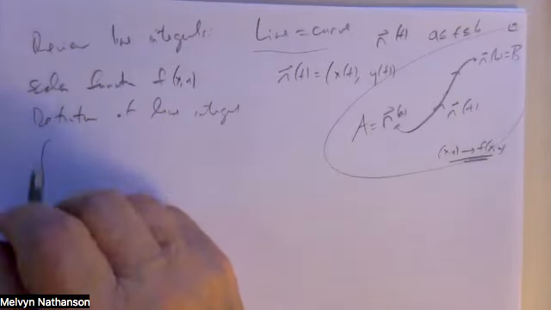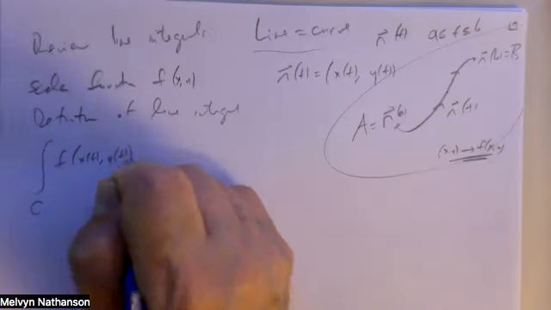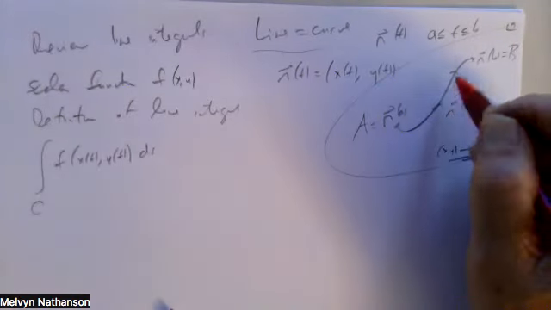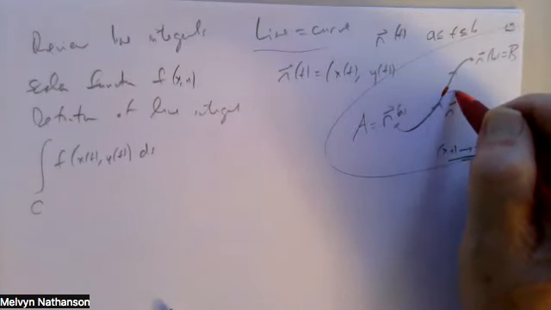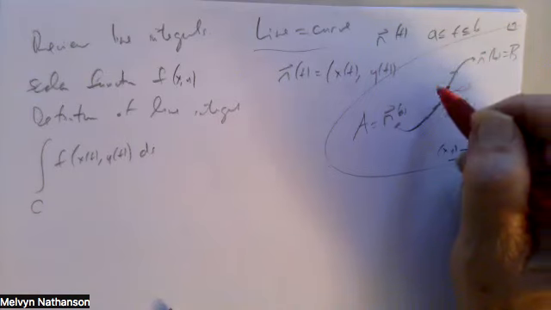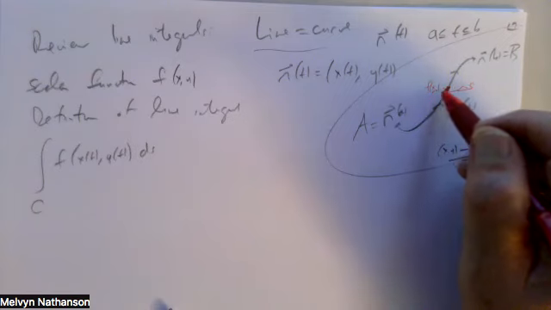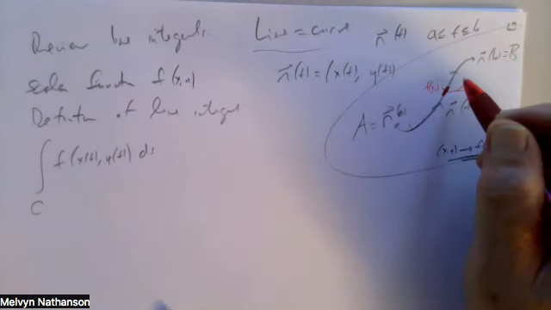which we write as the integral around the curve C of f(x(t), y(t)) ds. If you take some piece of the curve and it has some length delta s, and at some point in that little piece of the curve, we compute f(x, y). We take f(x, y) times delta s, and we add that up for every piece of the curve and take smaller and smaller pieces, and that limit, if it exists, is what we call the line integral.